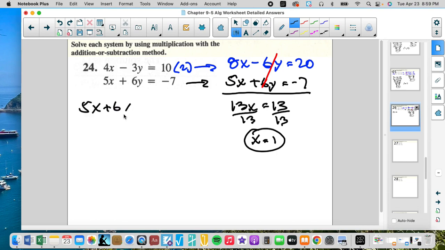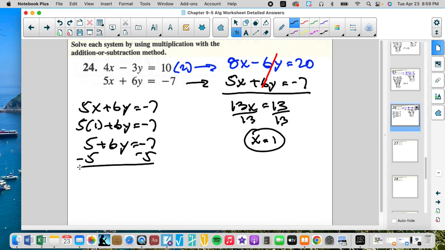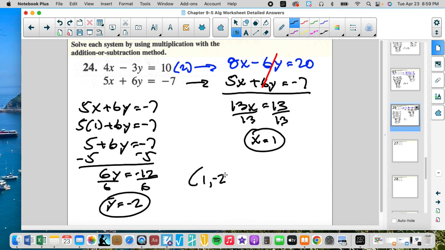5x plus 6y equals negative 7. 5 times 1 plus 6y equals negative 7. 5 plus 6y equals negative 7, minus 5. 6y equals negative 12. Divide by 6, divide by 6. y equals negative 2. 1, negative 2.